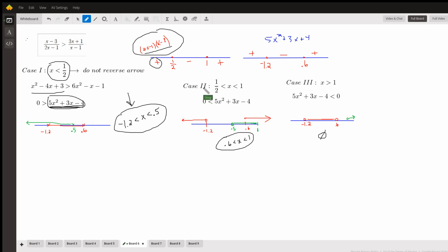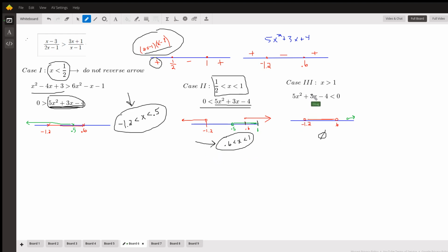For case 2, we're supposing x is between 1/2 and 1. That means the LCD is a negative number, so we have to reverse the arrow. And this is what we end up with. And we know that this thing is greater than 0 to the right of 0.6 or to the left of negative 1.2. But we have to intersect that with this solution set right here, 0.5 to 1. So the overlap is from 0.6 to 1. So there's your second interval.